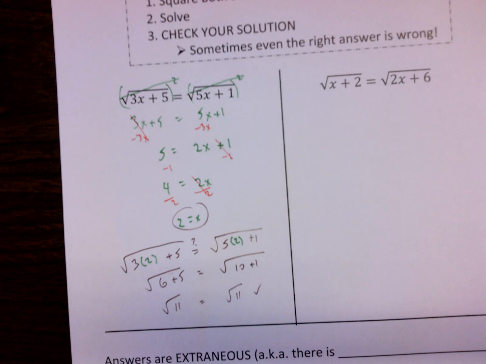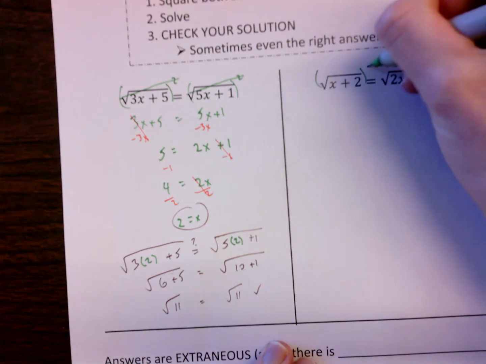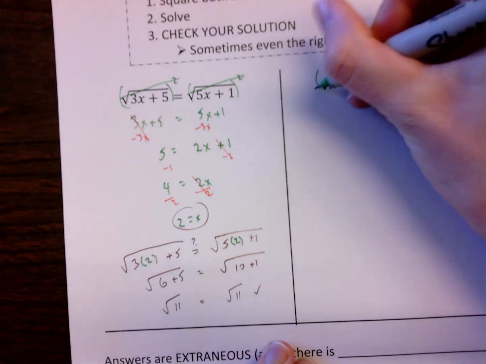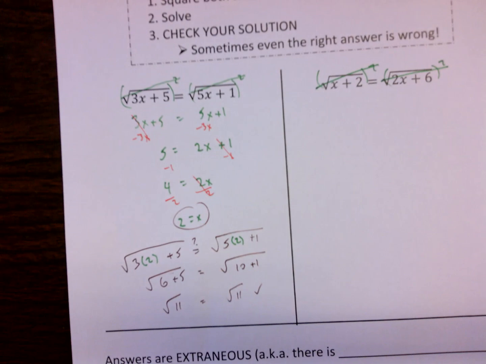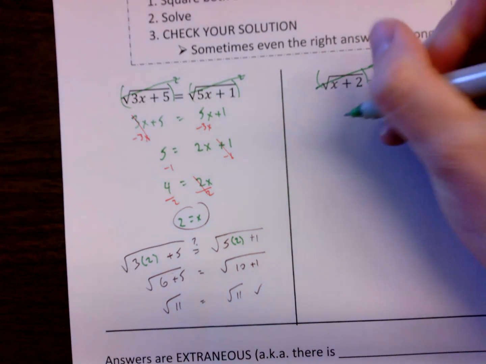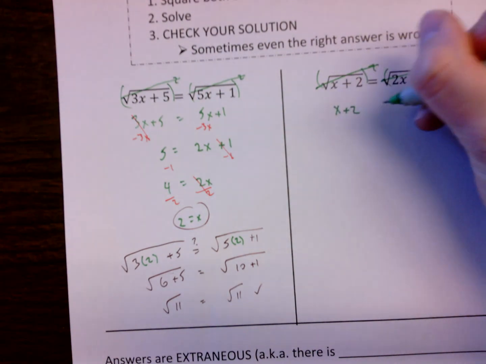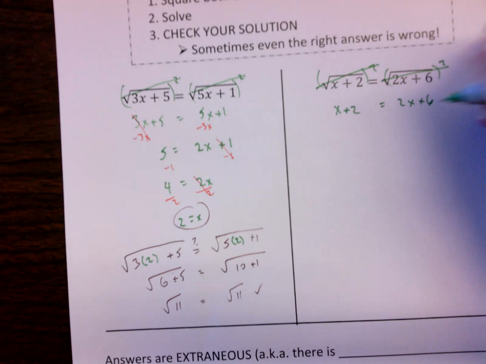All right, so now let's do the same thing with our next equation. So again, first step is we're going to square both sides, because squaring and square rooting cancel each other out. And that leaves me with x plus 2 on this side and 2x plus 6 on this side.